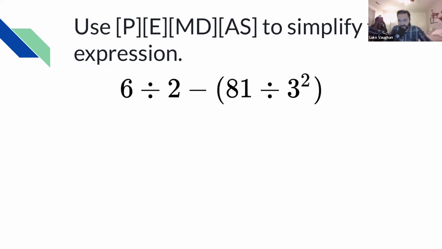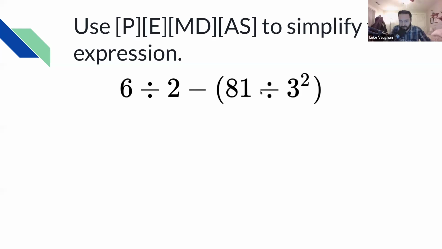One more of these simplification problems. We have 6 divided by 2 minus (81 divided by 3 squared). So in parentheses, we have kind of a mess right now. We have some junk, and we want to clean that up, right? So 81 divided by 3 squared. We need to take a look at the order of operations inside the parentheses themselves. So this is a PEMDAS within a PEMDAS.